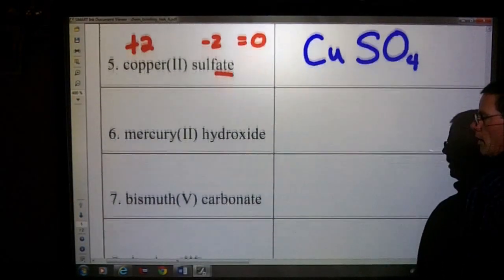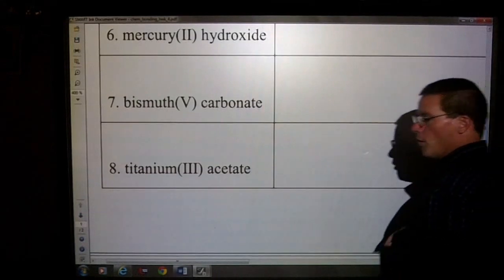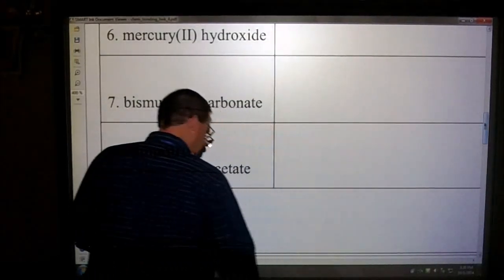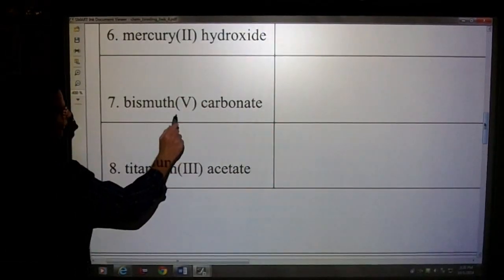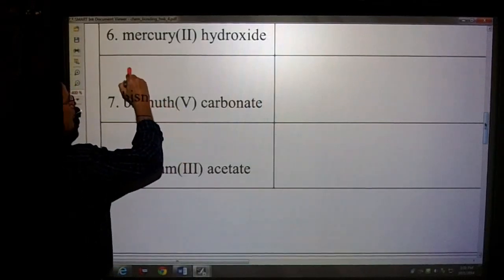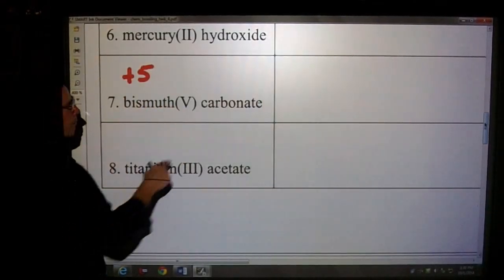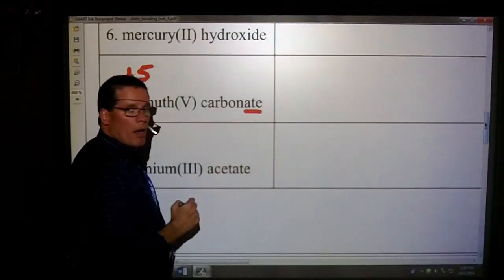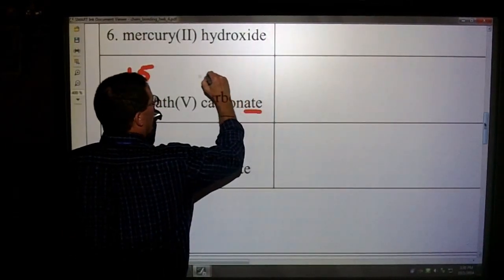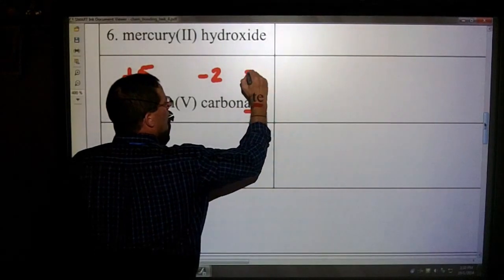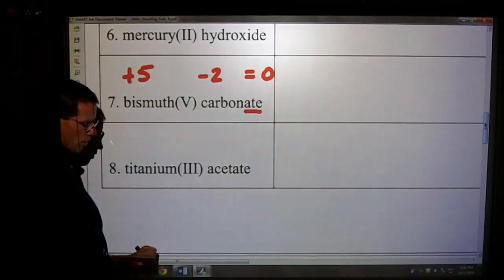All right, number 7, bismuth, Roman numeral 5, carbonate. So here we have the Roman numeral 5, which means that bismuth has a +5 charge on each bismuth atom. Carbonate, again, it's a polyatomic, so that means that we have a -2 charge. Does that equal 0? Not even close.